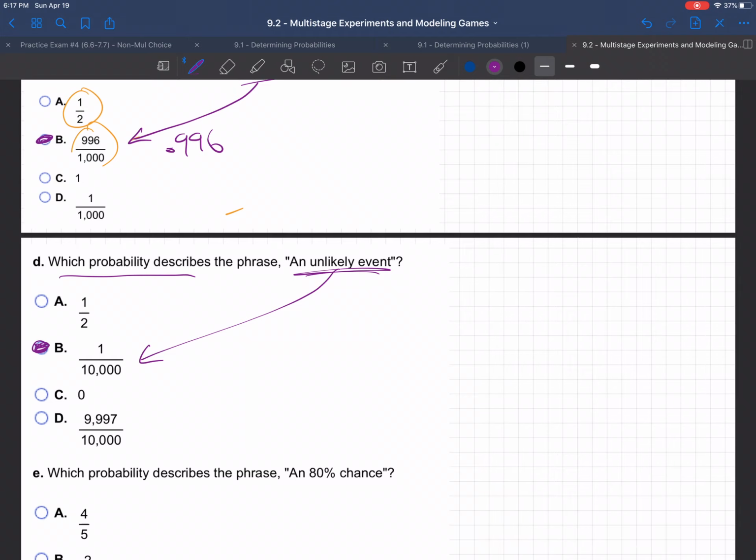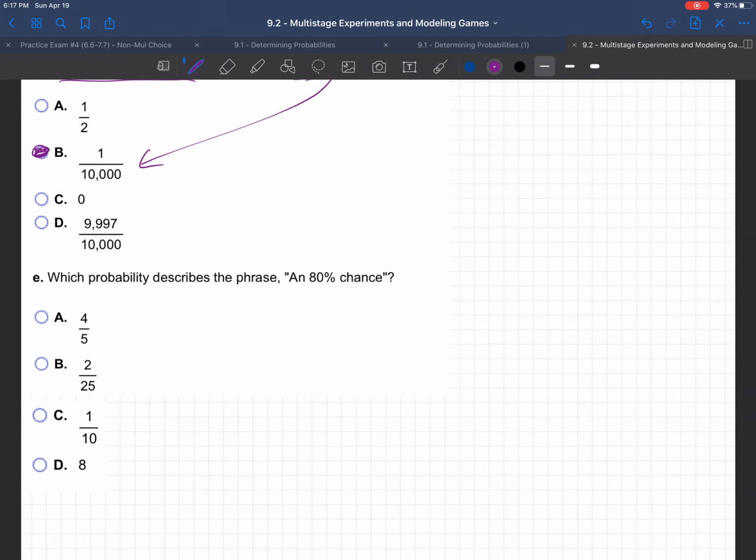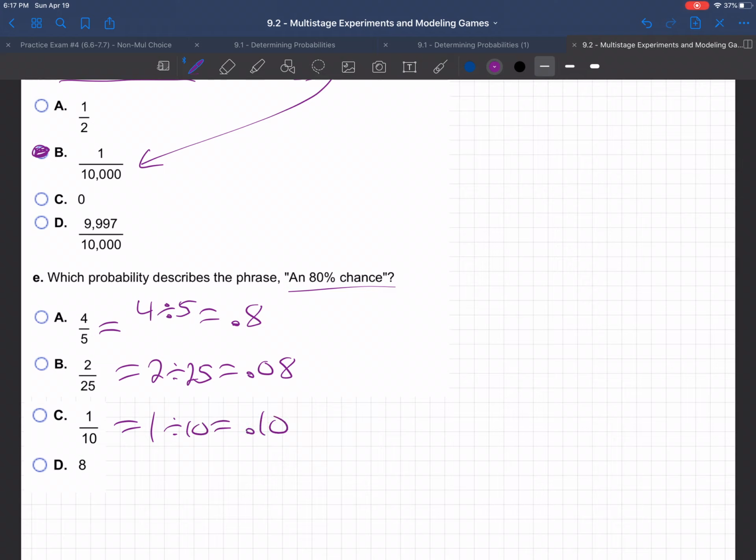There we go. And then finally, which probability is 80%? Well, if you divide these on your calculator, just take 4 divided by 5 in your calculator, you'll get 0.8. If you take 2 divided by 25, you'll get 0.08. If you take 1 divided by 10, just turning all these into decimals, you get 0.10. And 8 is just 8. So which of those is 80%? This one, 4/5. 0.8 is the same as 80%.